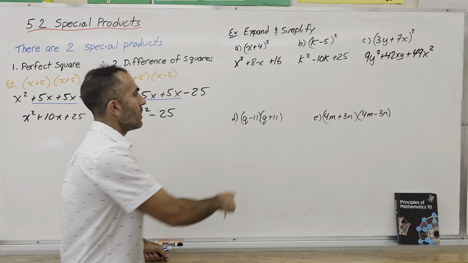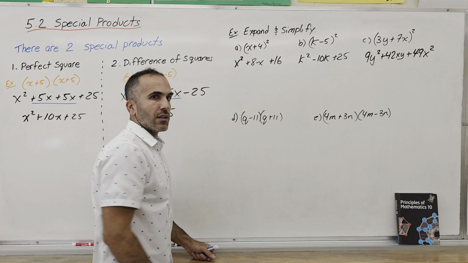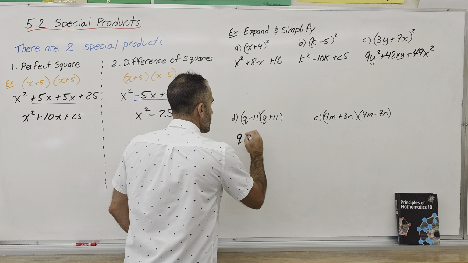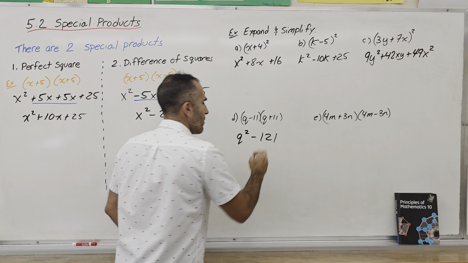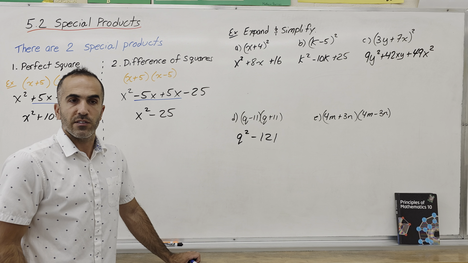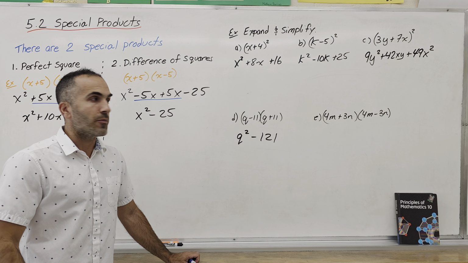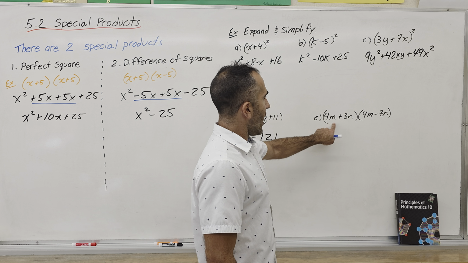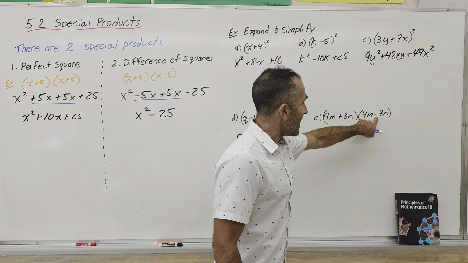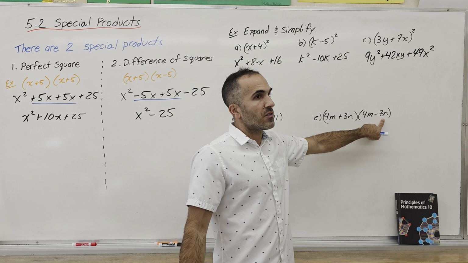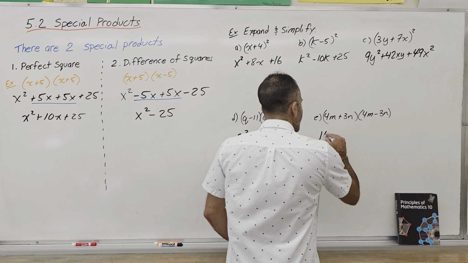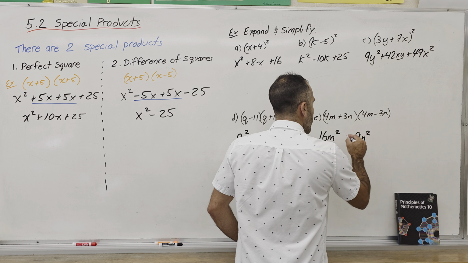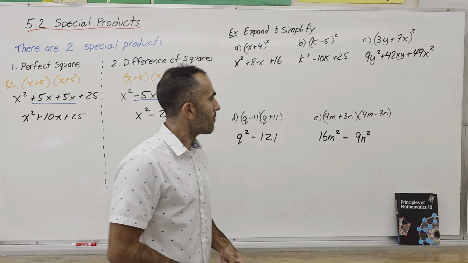Let's take a look. Q minus 11, Q plus 11. Ooh, they're the same, different signs. Done. Q squared minus 121. Done. Right? Because the middle term is a 0. I know it's always going to be a 0 because I understand difference of squares. Let's take a look at this one. 4m plus 3n times 4m minus 3n. Everything's the same. Signs are different. No problem. 16m squared, 9n squared, minus in the middle. Done.